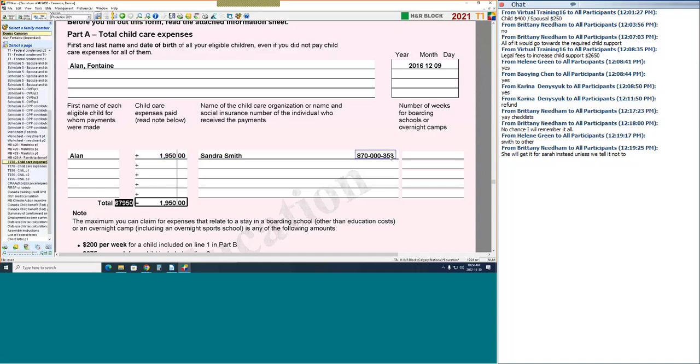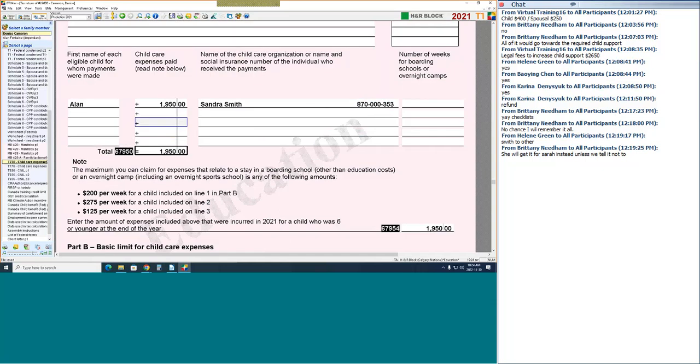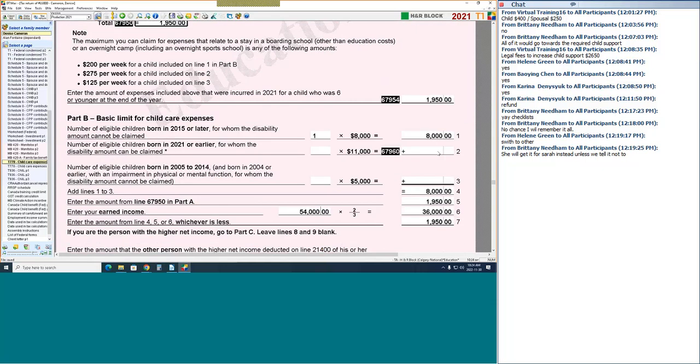Then it will have the name of the organization, and if it is a babysitter, it will have a social insurance number. Remember, if it doesn't have a social insurance number, Denise will not get that childcare expense. So if it gets audited and she doesn't have a SIN number on that receipt, she will not get the deduction. They will take it away from her. Okay? It will have the total.